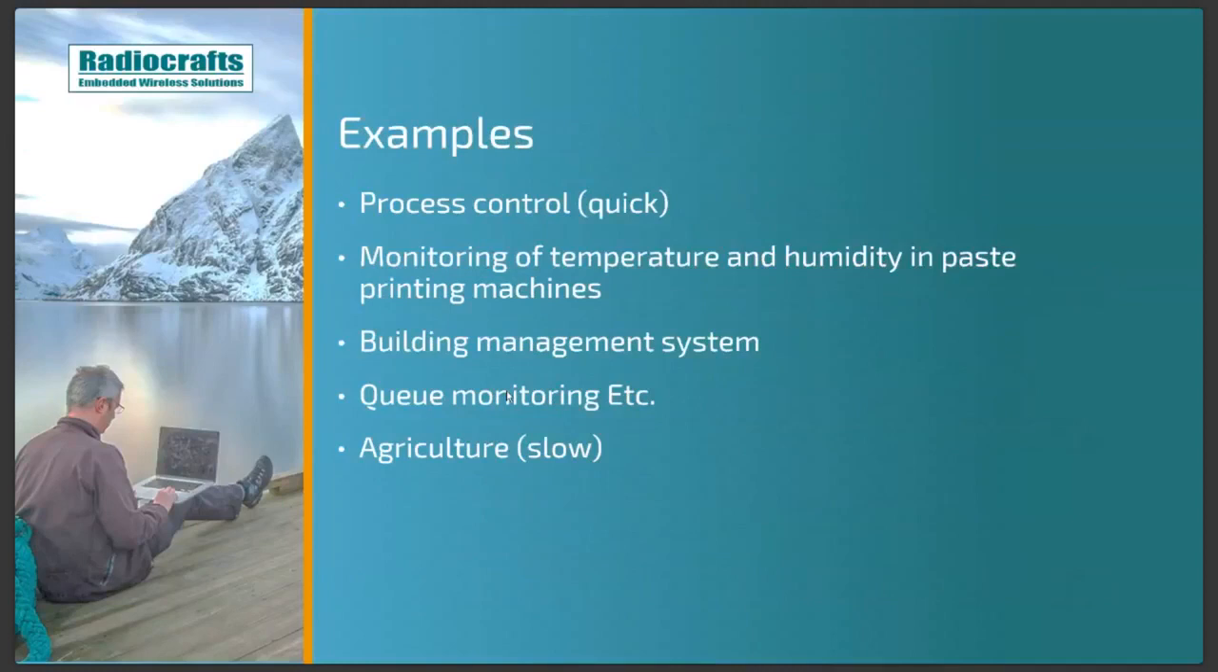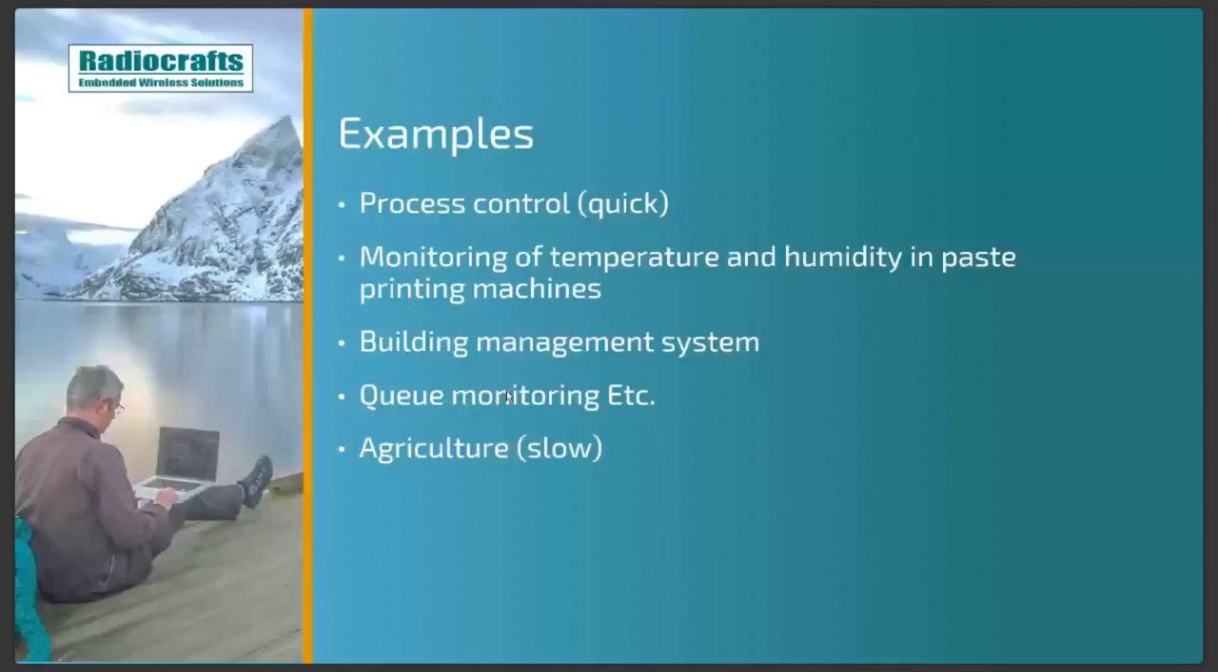Here we have some examples of systems. Process control, for instance, in a factory, might require update rates of seconds or even milliseconds sometimes, and you need very high reliability. Monitoring temperature and humidity in a paste printing machine, which is an example we have worked on, you want to monitor every 5 minutes or something, which requires a lower update rate, but you still would like a probability of success of like 99%.